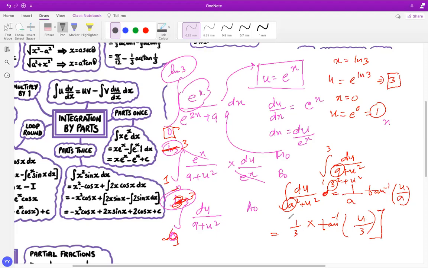Now, since it is a definite integration, you have to put in the limit substitution. So take u as 3. It'll be 1/3 tan inverse of 1, because u is 3, minus 1/3 tan inverse of 1/3. So this answer is 1/3 times tan inverse of 1, which is pi by 4, minus tan inverse of 1/3, which you don't know, so keep it as it is. This is a simple substitution example where you have to be very careful about the limits. Hopefully you have understood this.